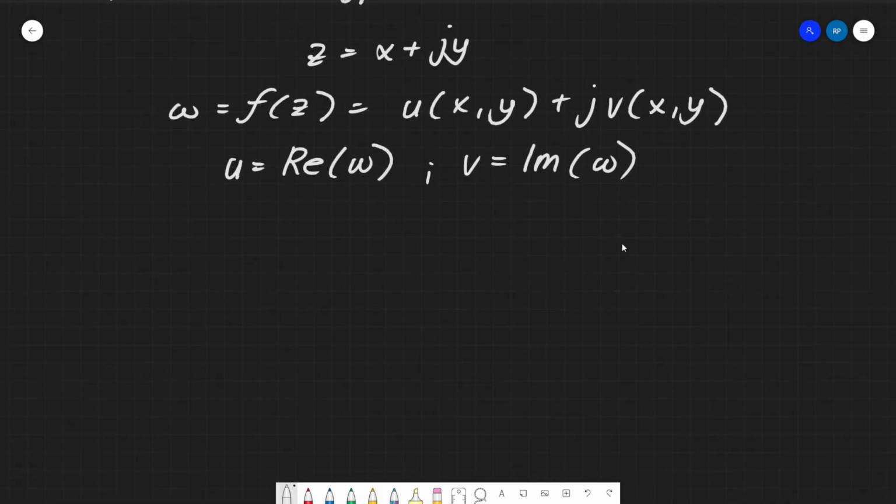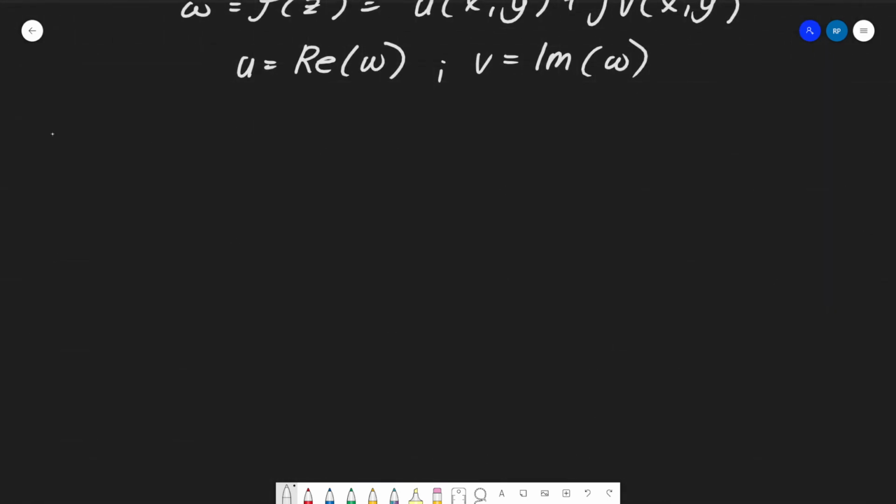Okay, game. Let's have our first example. We have here the complex function of conjugate of z squared. Alam natin na yung conjugate of z ay x minus jy, per squared. And alam natin, kapag meron tayong square of a binomial, ang equivalent nito is a squared minus 2ab plus b squared, di ba?